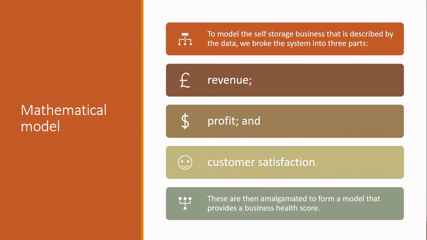Hello, my name is Joseph Bissets, and I'm going to present the mathematical models we use to describe the system. The data we were provided with for this project had many variables, which gave us broad scope for modelling. As a result, we modelled what we think are the three most important factors for the business separately. These factors are revenue, profit, and customer satisfaction. These were then amalgamated into a single model that gave us a business health score, which we believe accurately quantifies how a business is performing.